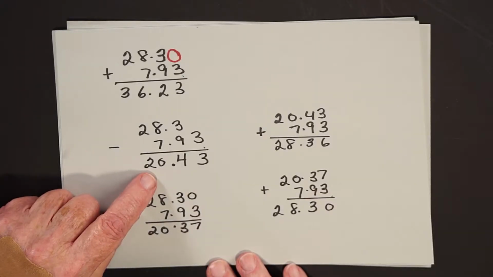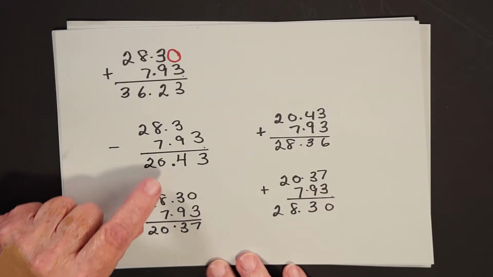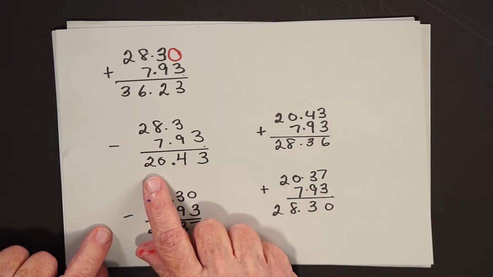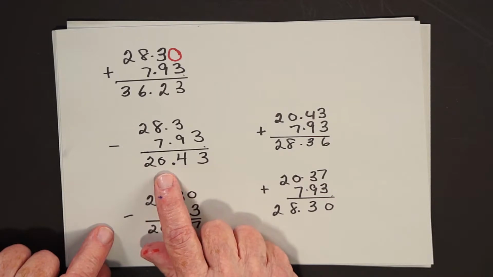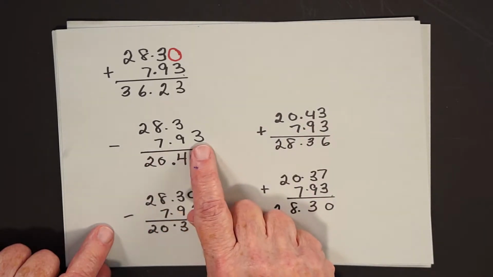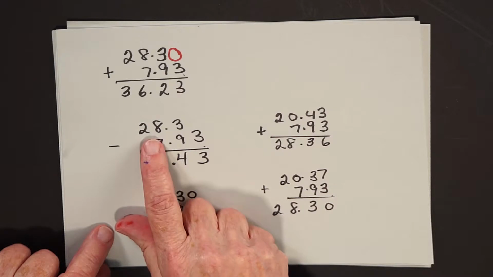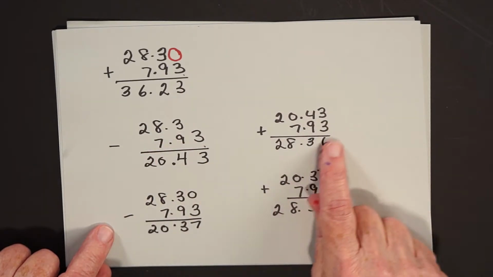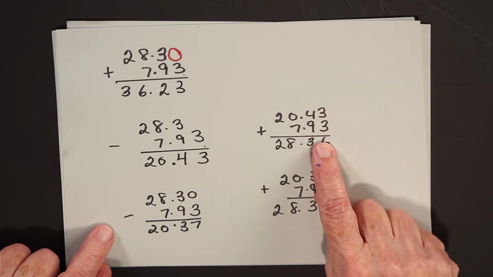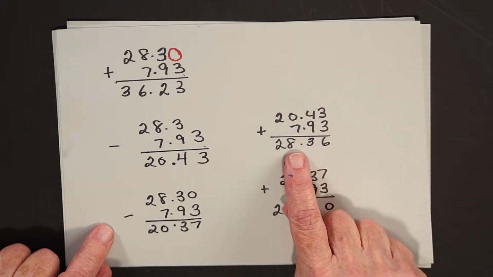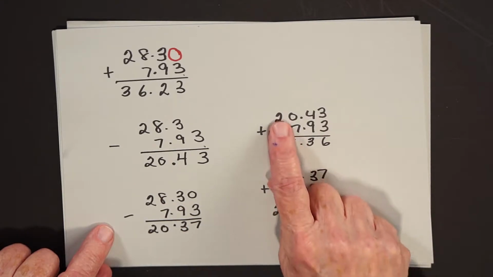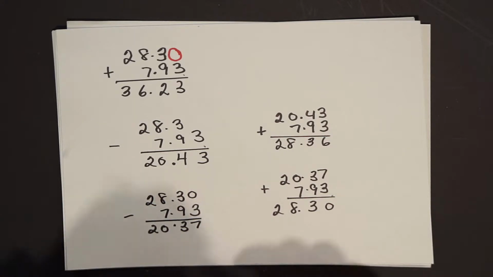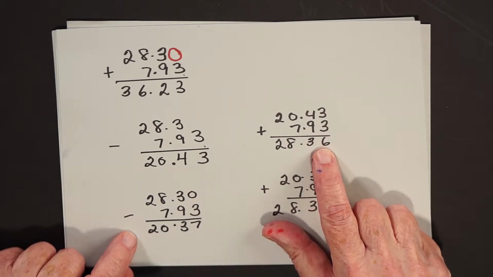Now, what was the definition of subtraction? It's the number you have to add to this number to get this number. If this were the right answer, what should happen? If I take 20.43 and add 7.93 to it, the answer should be 28.3. If I do this, look what happens. 3 plus 3 is 6. 4 plus 9 is 13. Put down the 3, carry the 1. 7 plus 1 is 8. This comes out to 28.36, which is close, but it's wrong. In other words, this is not the right answer.